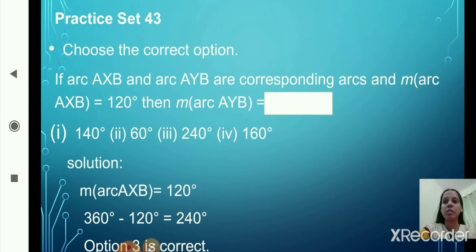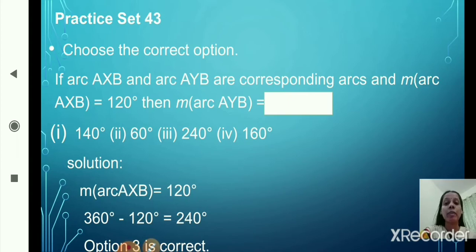Choose the correct option. If arc AXB and arc AYB are corresponding arcs and measure of arc AXB is equal to 120 degree, then measure of arc AYB is equal to how much? That we have to find out. Options are given. First option is 140 degree, second option is 60 degree, third option is 240 degree and the fourth option is 160 degree. Now how you will find out the measure of arc AYB, if the measure of arc AXB is given 120 degree?